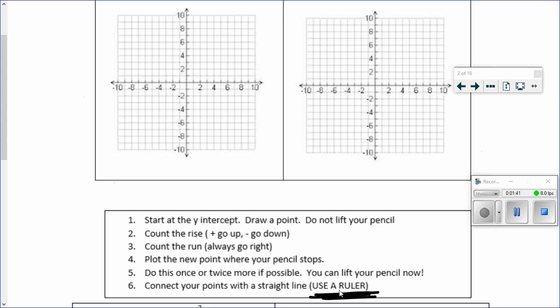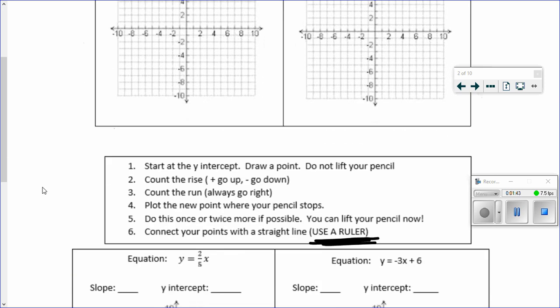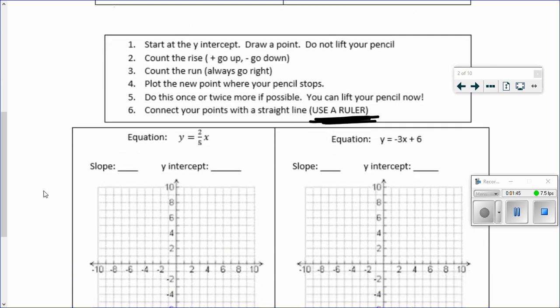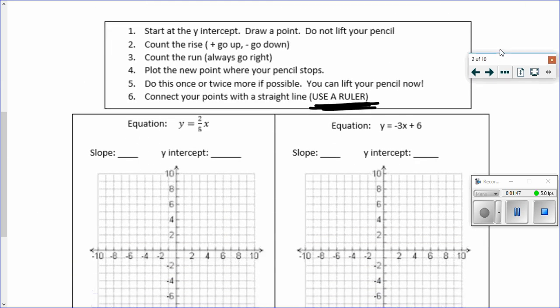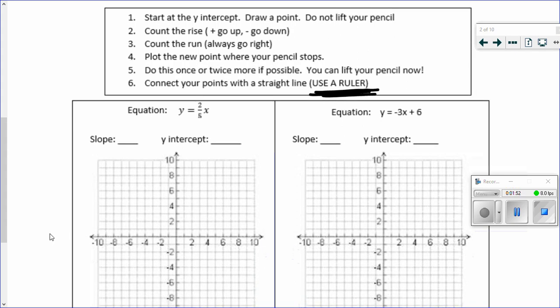Let's try it on a couple of fairly straightforward situations. And it's also nice that we can have the instructions on the screen as we're looking at this. So, start at the y-intercept. Well, first we should probably figure out what our y-intercept is. And in this case, there isn't one. Y-intercept is 0. There isn't one because this is a direct relationship. And in this case, our slope is 2 over 5.